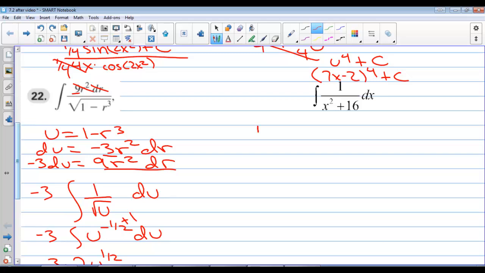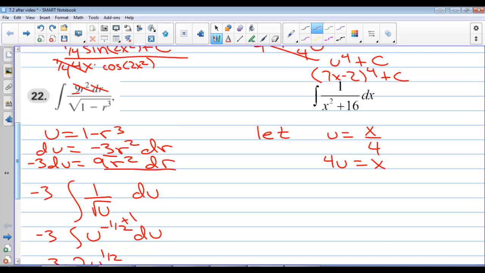We're going to let u equal something very not obvious. I don't know if that's good English, but you know what I mean. We're going to let u equal x over 4, which is not clear. It's not apparent that that's what we should use. But I'm trying to get this to be 1 over u squared plus 1. If I can get that, that's inverse tangent. So we do this. We say 4u equals x. We just multiply both sides by 4.